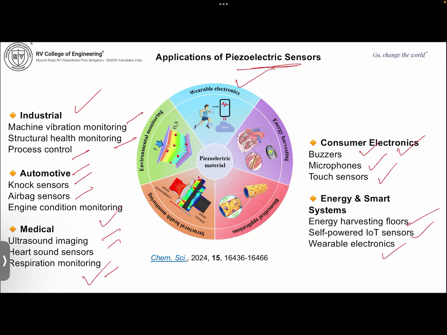And if you're really interested, you can refer to this Chemical Science, Royal Society of Chemistry paper, which is a review paper published in 2024. They have exclusively discussed their applications in wearable electronics, environmental monitoring, energy harvesting, biomedical applications, and also structural health monitoring.